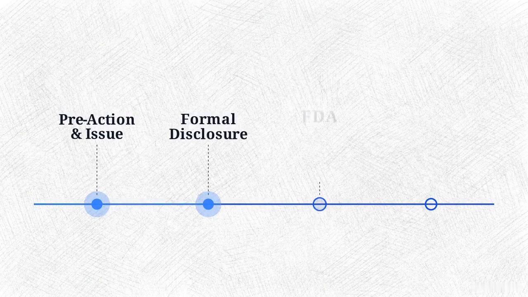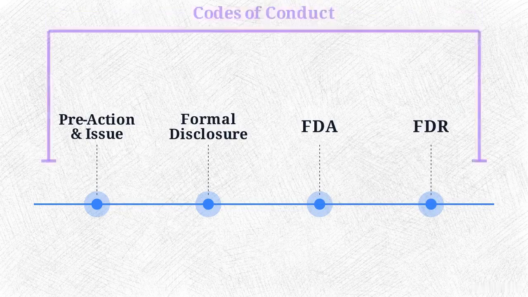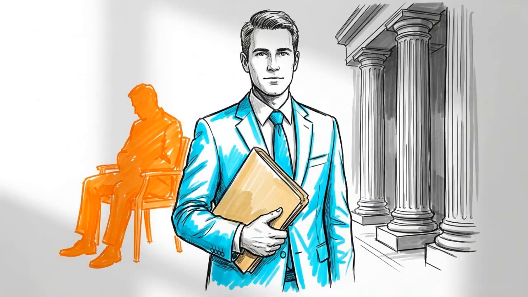The life cycle of a financial remedy claim moves through distinct phases: pre-action and issue, formal disclosure, and judicial appointments known as the FDA and FDR. This timeline is inextricably bound to the professional codes of conduct enforced by the Solicitors Regulation Authority and CILEx. The legal practitioner acts as the critical interface here. They must filter the client's demands through the court's strict procedural and ethical requirements.